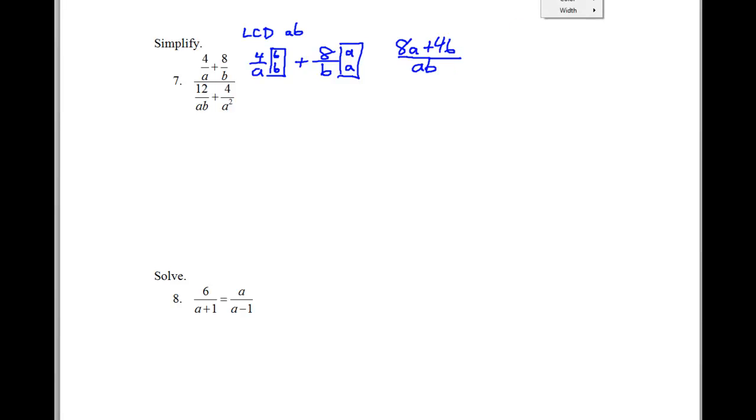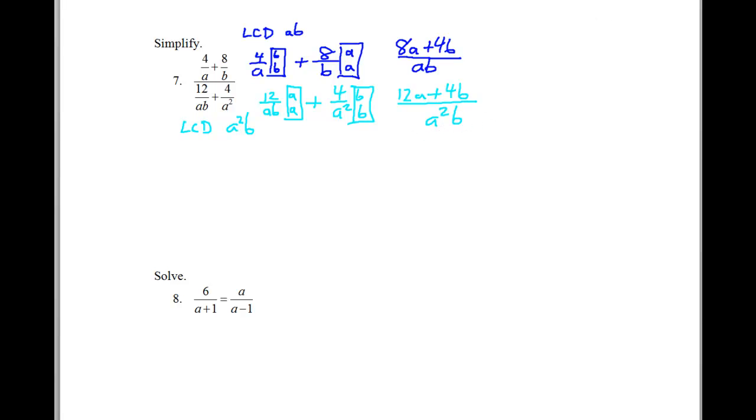And now I'll switch this to the bottom color for the denominator here. Okay, so my lowest common denominator for this denominator here, my LCD, is going to be A squared B. So that means my first fraction, my 12 over AB, is going to need an A over A. And then I'm going to add to that my 4 over A squared, and that is going to need a letter B. Which means that I'm going to have 12A plus 4B divided by A squared B.